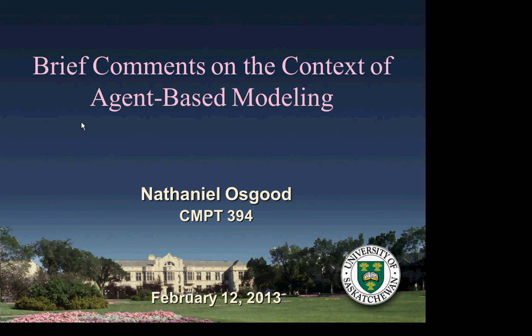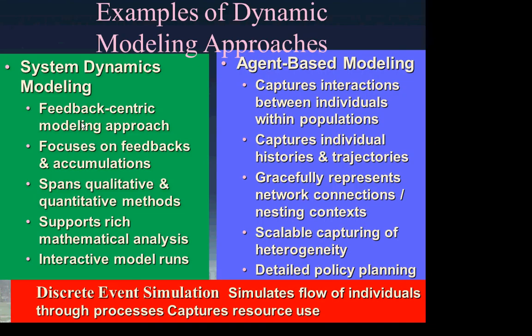We've seen quite a bit of emphasis on system dynamics models and viewing them through a dynamical systems lens, looking at their behavior in state space, etc. I want to talk now about agent-based modeling in contrast to that. And so let's take stock a little bit, step back. We've been dealing with system dynamics modeling, which is a feedback-centric process. Focuses on feedbacks and accumulations in the form of stocks. And it spans qualitative and quantitative methods.